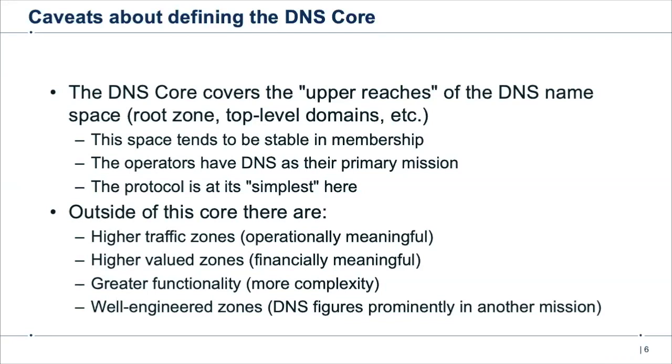And the DNS protocol, surprisingly, is at its simplest in the core. It's not a very complicated area. Now, outside of the core, there are higher traffic zones, there are higher valued zones, there's greater functionality, and there are zones that are really well engineered. I mean, the core is not special in certain ways, but it's an area that's good for studying.